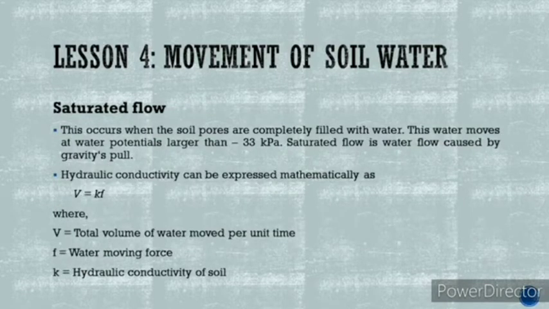Saturated flow. This occurs when the soil pores are completely filled with water. This water moves at water potentials larger than 33 kilopascals. The saturated flow is water flow caused by gravity's pull, while the hydraulic conductivity can be expressed mathematically as V = Kf, where V is the total volume of water moved per unit time, F is the water moving force, and K is the hydraulic conductivity of soil.